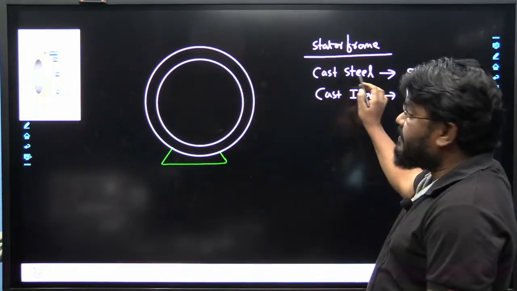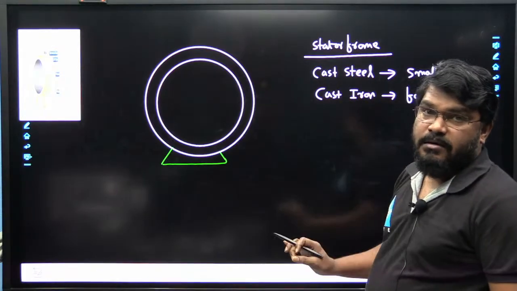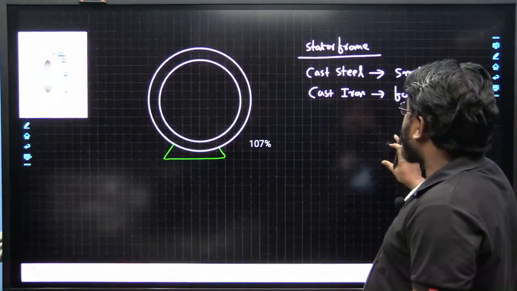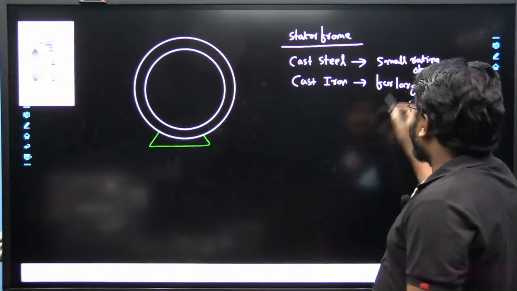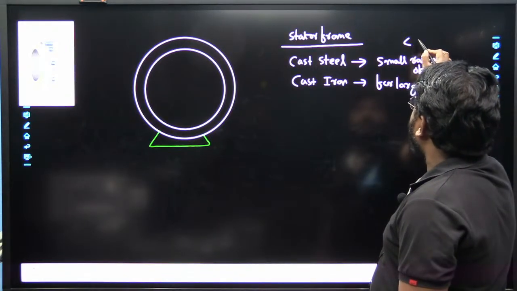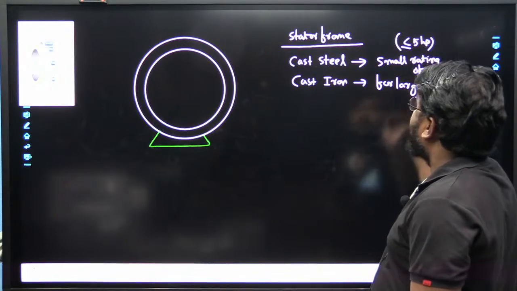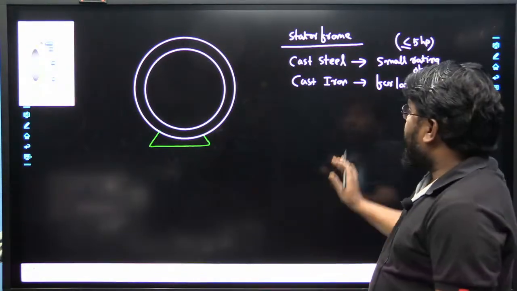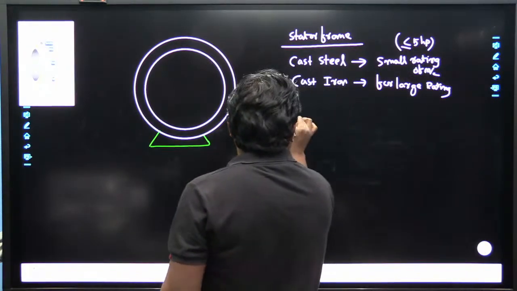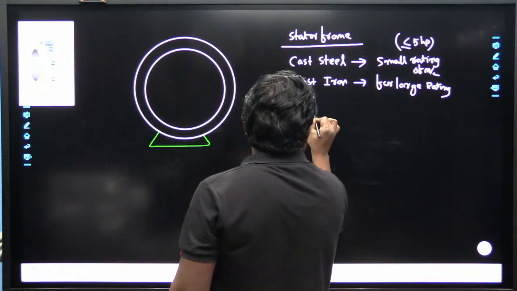For small rating, which material is used? Cast steel, and for large rating, cast iron material is used. So what is the small rating? A rating less than or equal to 5 HP. So that is the small rating of the machine here. And what are the functions of the stator frame? It has three functions.